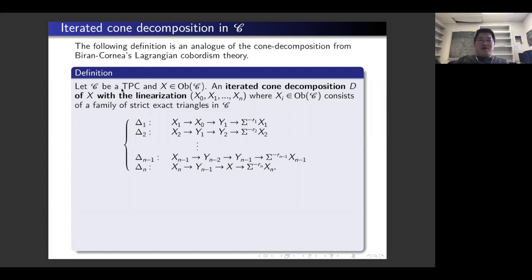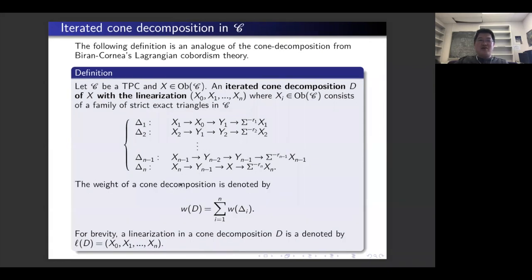C is a TPC, and X is an object that we fix. I also fix a family of objects in this category, X0 to Xn. An iterated cone decomposition, denoted D of X with respect to this linearization X0 to Xn, is a family of triangles in C, given in this way. Notice that all these triangles have certain weights, r1 to rn. The weight of this entire cone decomposition is just the sum of the weights of the triangles. Maybe some of them are zero, some not, it's just the sum of all of them. It'll give you a number.